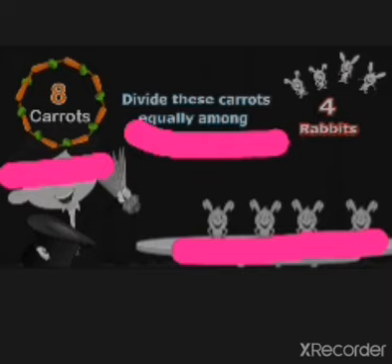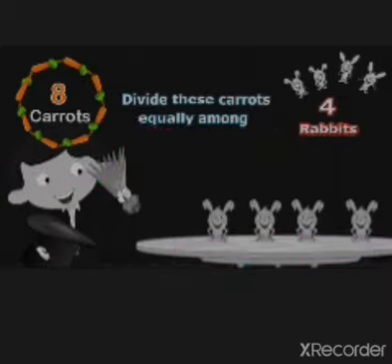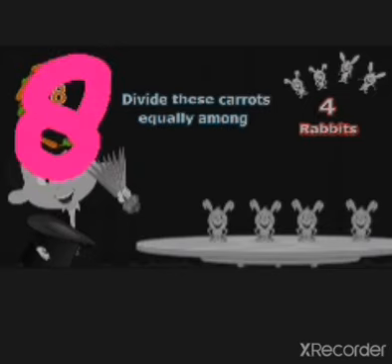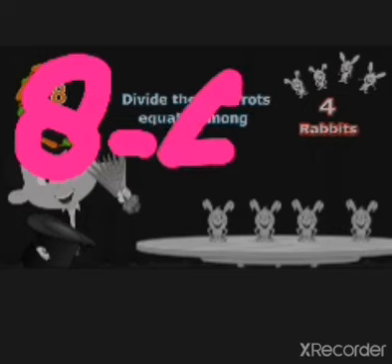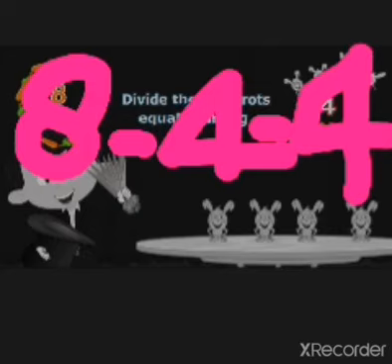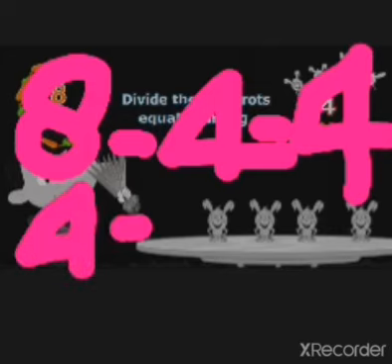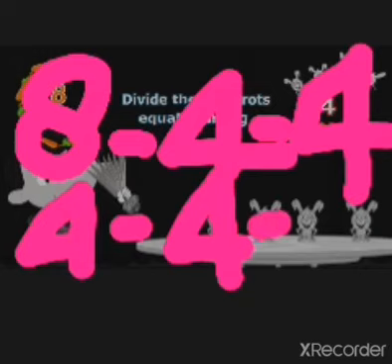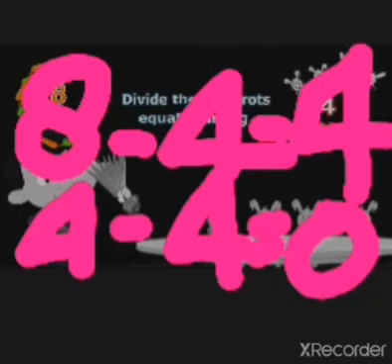Firstly, we distribute one carrot to each group, or to each rabbit. Then we will be left with 4. How? We know that the total was 8, and when I take out 4 from 8, I'll be left with only 4. It means that we can once more distribute one carrot to each rabbit. Let's distribute 4 more from this remaining 4. When I give 4 more, I will be left with 0.